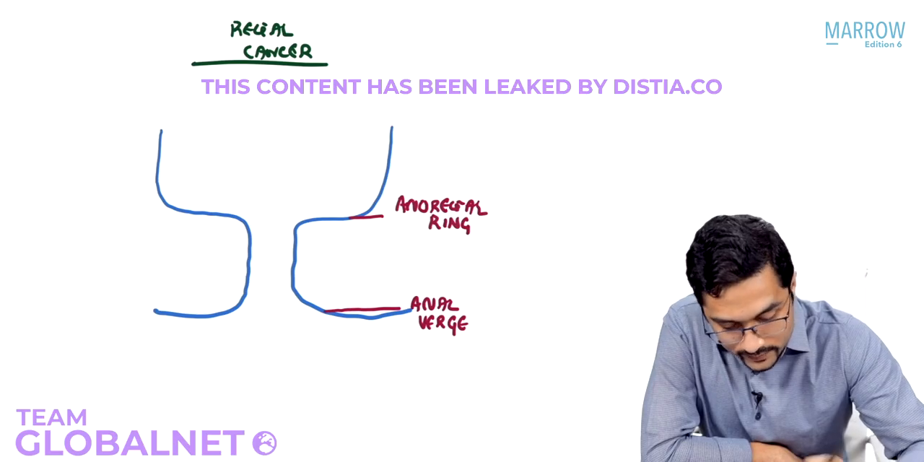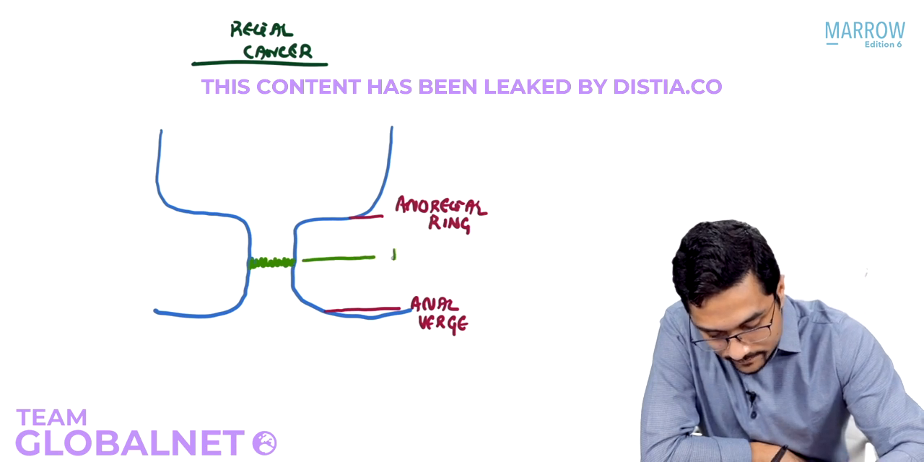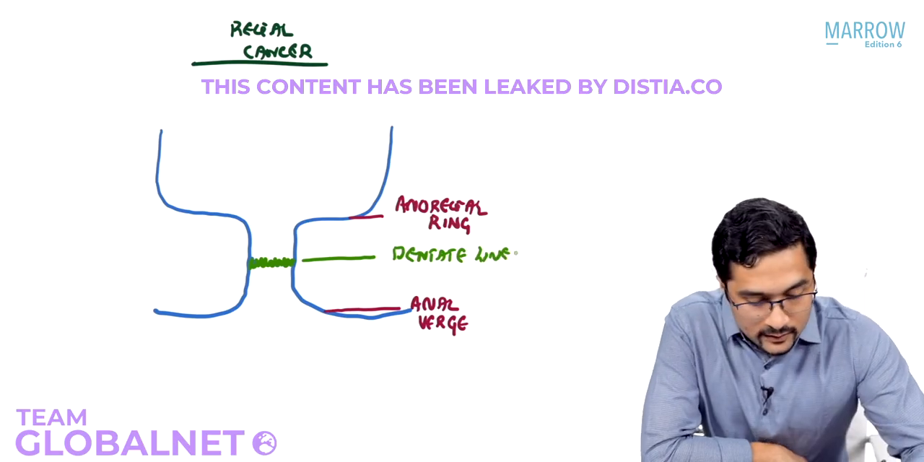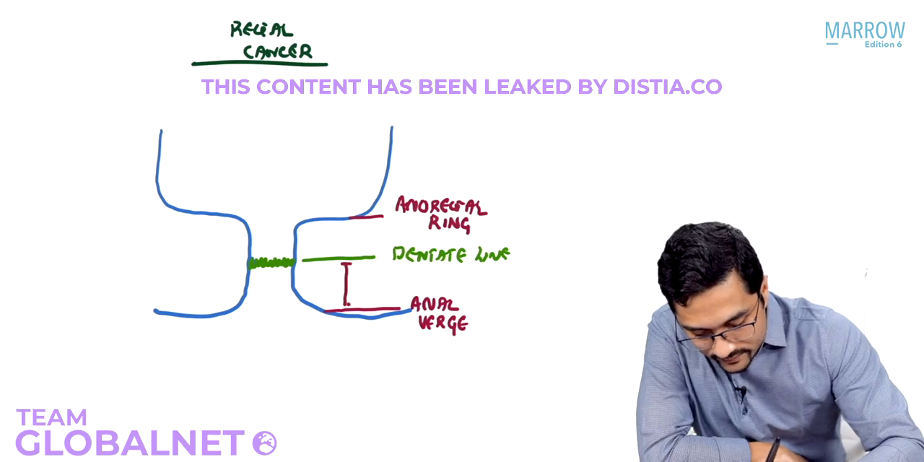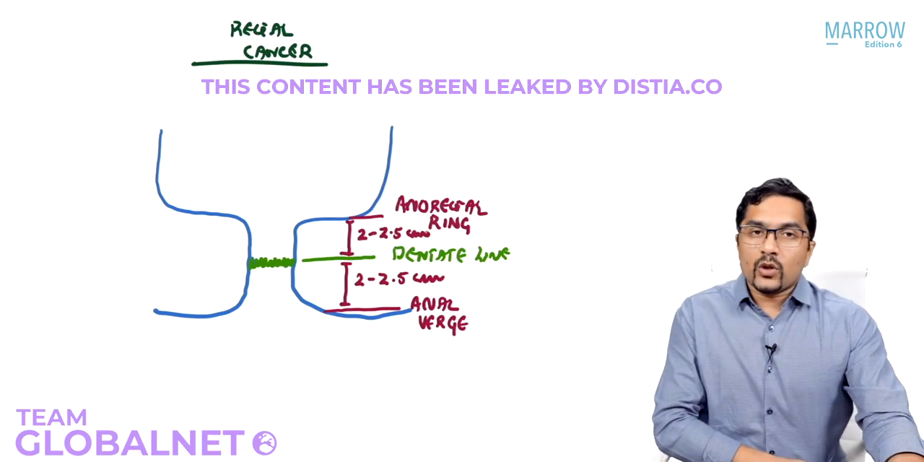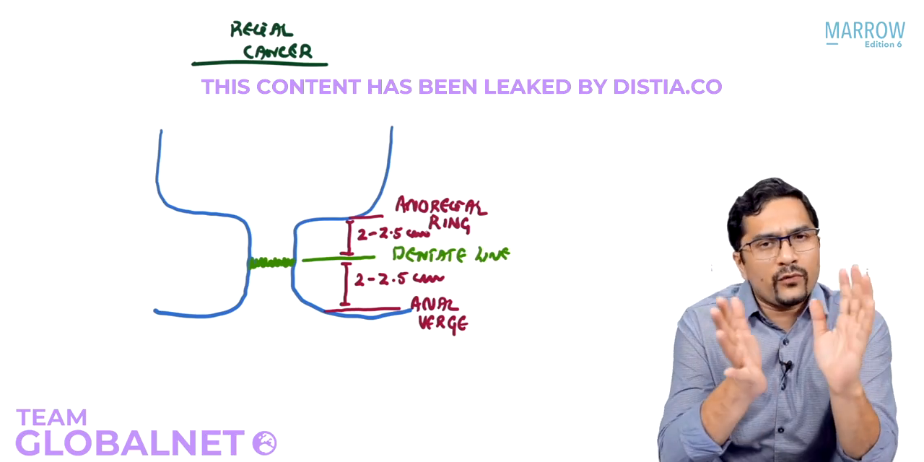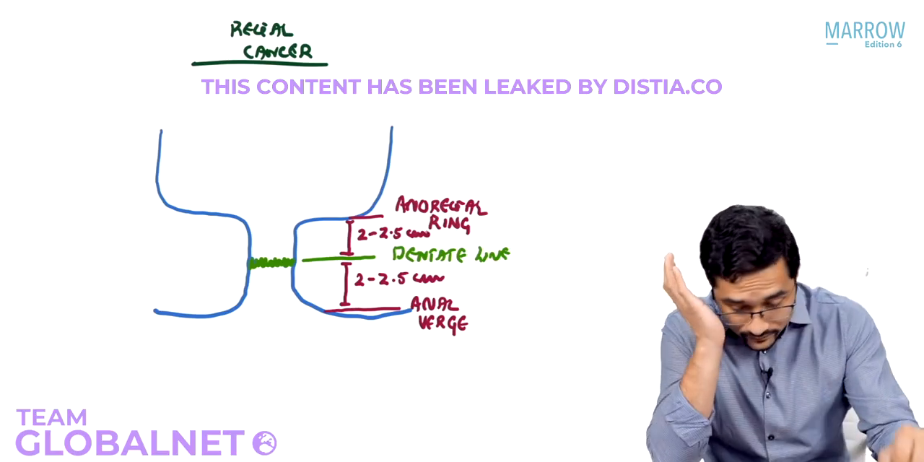And you also have a special line here. You have the dentate line. Now the approximate distance between the anal verge and dentate line is 2 to 2.5 centimeters. Similarly, dentate line to anorectal ring is approximately 2 to 2.5 centimeters. So the anal canal length ranges from around 4 to 5.5 centimeters. That would be the length of the anal canal.